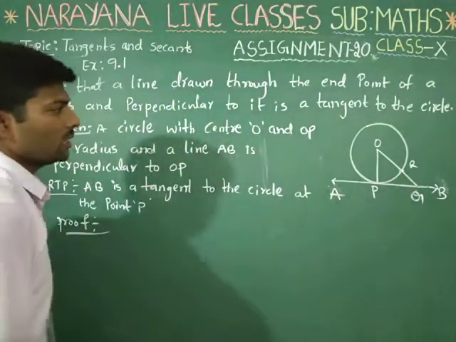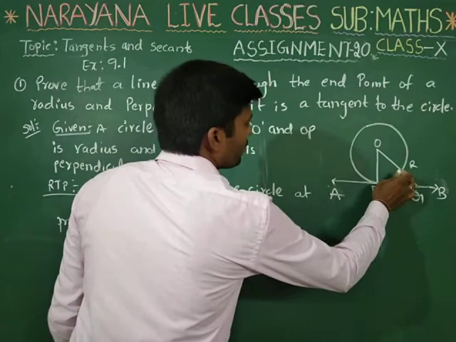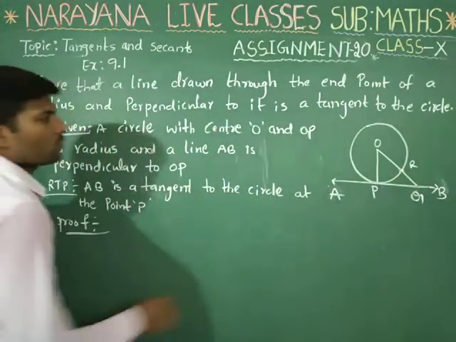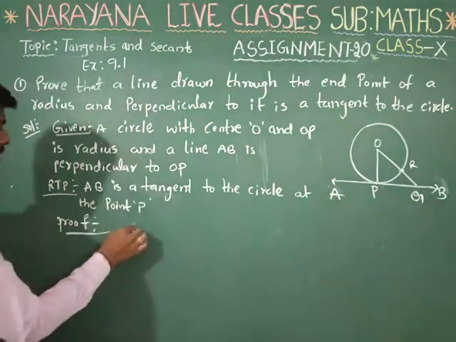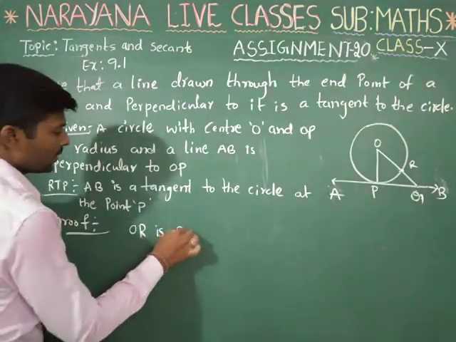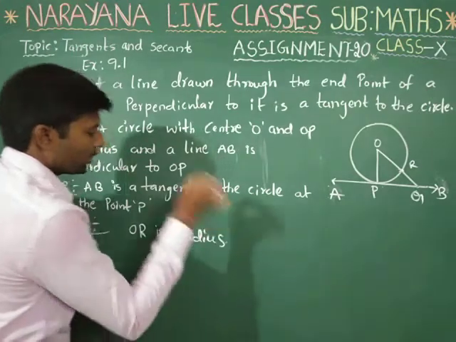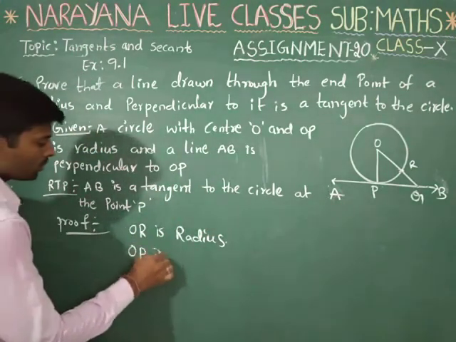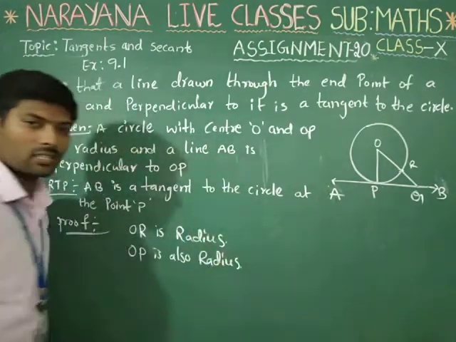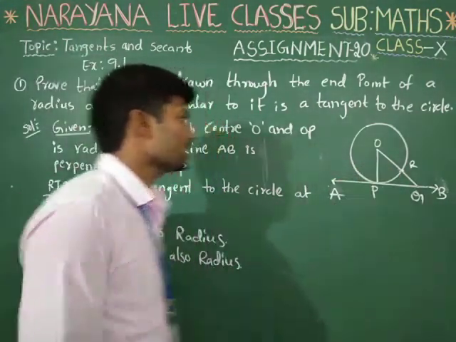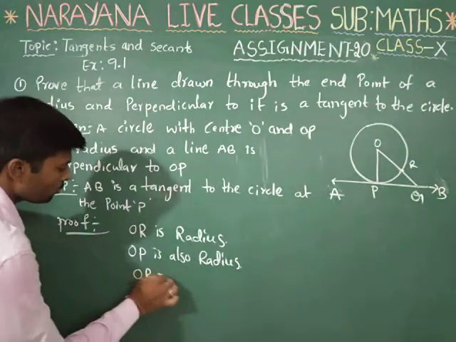So if it is intersecting at the point R, here OR as well as OP are both radii. Let's take OR is a radius, and OP is also a radius. Both are radii, so I can say that OR is equal to OP.